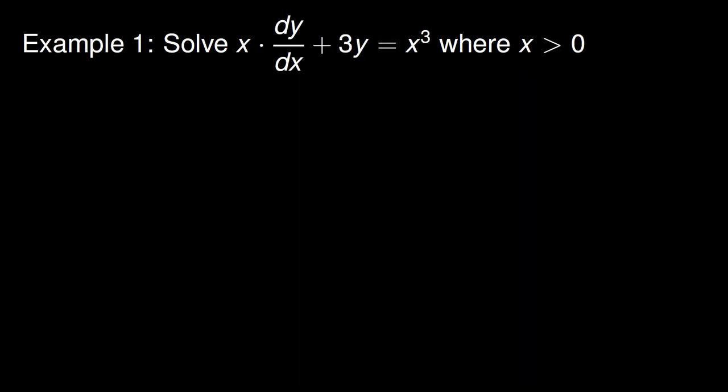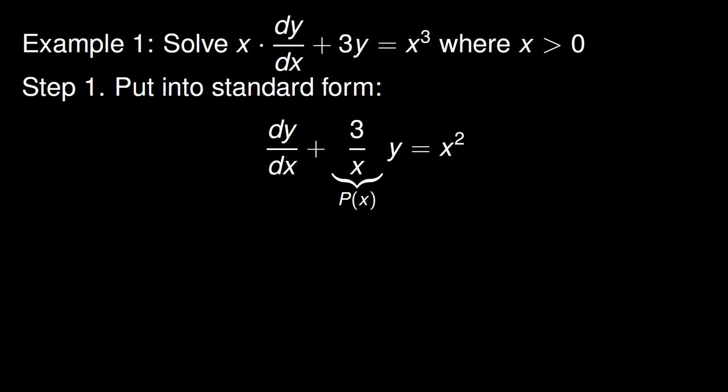So let's go through a couple of examples and show you how this technique works. So here we have a first-order linear differential equation. It is not in standard form, so our first step is to put it into standard form by dividing through by that x function in front of dy dx. And we can identify then that 3 over x is equal to p. Don't forget to also divide the right side by x, so x cubed became x squared.